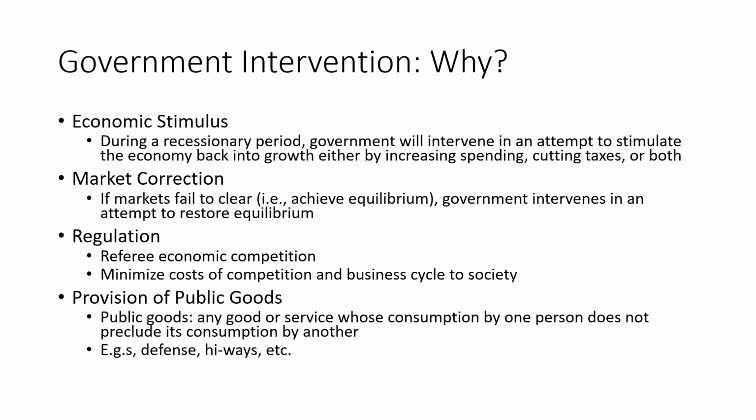Now, the first reason that the government typically intervenes is to create economic stimulation. During a recessionary period, the government will intervene by attempting to adjust the aggregate supply curve or the aggregate demand curve to stimulate the economy back into growth, either by increasing spending, cutting taxes, or both.